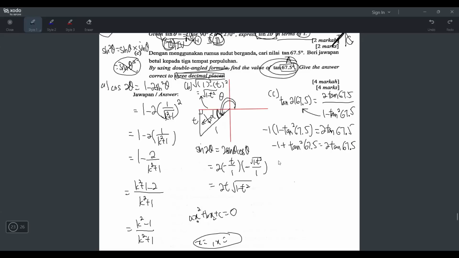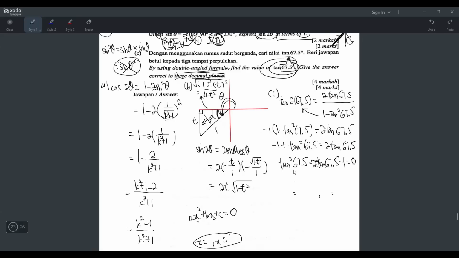So now your job is to just arrange in general form. Tangent square 67.5, the one with square you have to write first, and then the plus 2 you move over here because you want it to be equal 0. So -2 tangent 67.5, and then the last thing you write is the -1 and then equals 0. Now you can press the calculator and it will give you two answers. When you press calculator, the A is 1, the B is -2, C is -1, right? But don't do that.